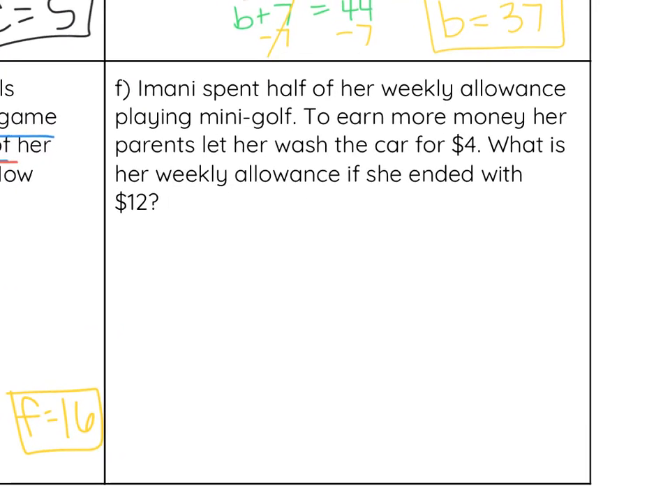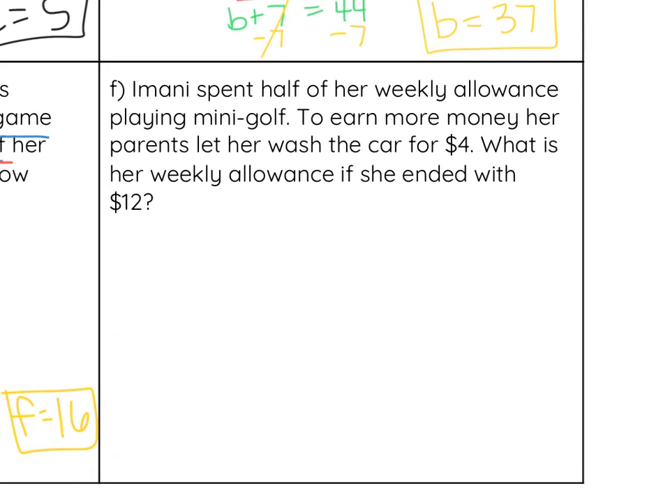Okay, so Imani spent half of her weekly allowance playing mini golf. To earn more money, her parents let her wash the car. What is her weekly allowance if she ended up with $12? All right, so our goal is to determine what is her weekly allowance. So I'm going to define that variable A as her weekly allowance. You could use W. It doesn't matter what variable you use. Some students always like to use X, so there's no problem with that. That's great. All right, so if A is our weekly allowance, let's go back through and create an equation.